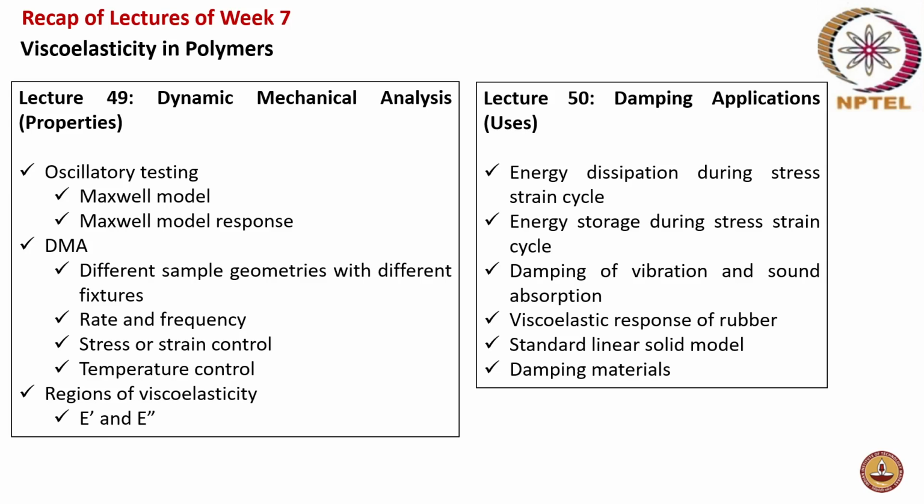This was followed by lecture 50, where damping application was discussed. This was based on the uses, right? So the energy dissipation during a stress strain cycle was calculated, and then energy storage during a stress strain cycle was calculated. Energy dissipation is stress into strain rate, and you will get into the energy dissipation calculation, and in case of energy storage it is half into stress into strain, right?